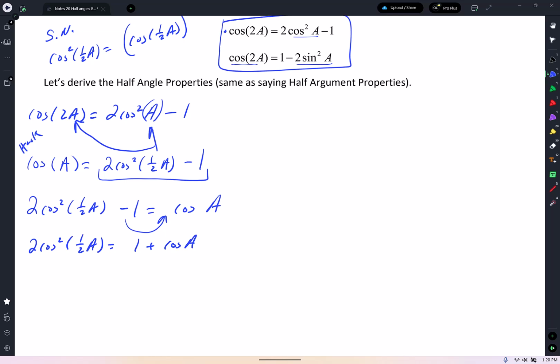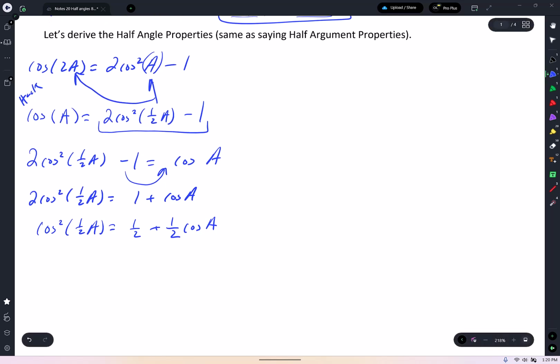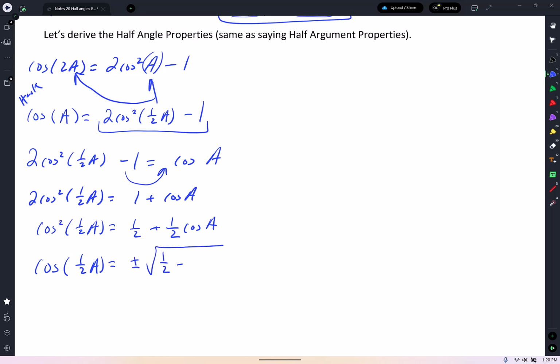And now I want to get rid of the 2 in front of the cosine squared. So what do I got to do? Divide everything by 2. So then I'm going to have cosine squared half A equals 1/2. And instead of writing cosine A plus 1 over 2, I'm going to write the 1/2 in the front, 1/2 times 1 plus cosine A. It's the same. And then how do I get rid of that square in front of the cosine? Square root both sides. So now I'm going to have cosine of half A equals plus or minus square root. Why is the plus minus there?